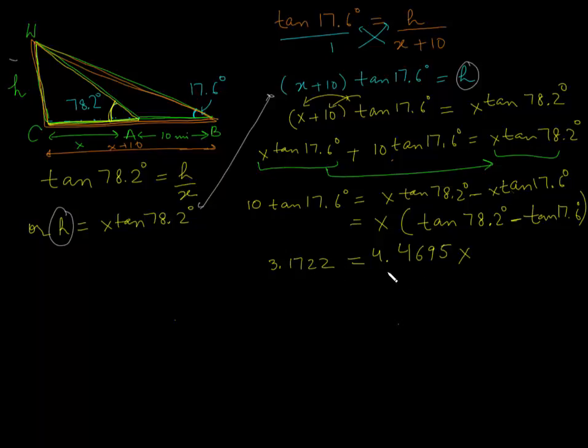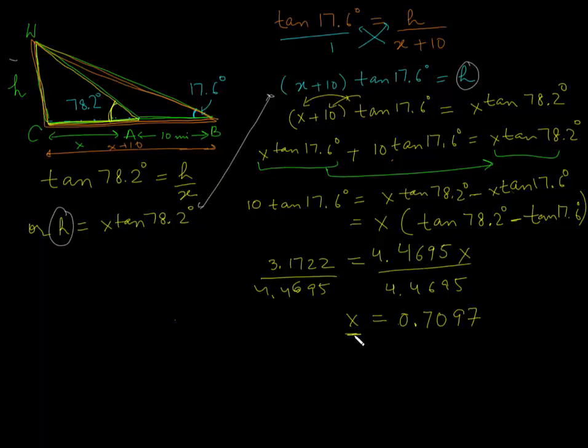So now to find the value of x, you know that we have to divide by the coefficient of x to isolate x. So to find the answer, I have to go 3.1722 divided by 4.4695, which gives me 0.7097. So if we just use the 4 decimal places, it comes out to be 0.7097. But see, we found the value of x, which is what we really don't need, but we can use it now to find the value of h.